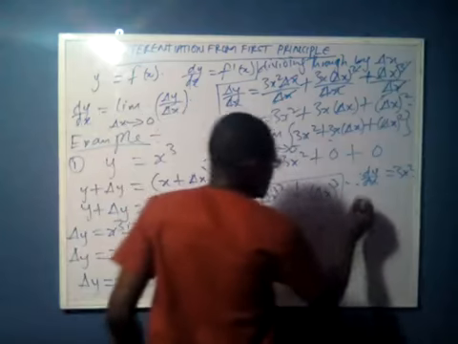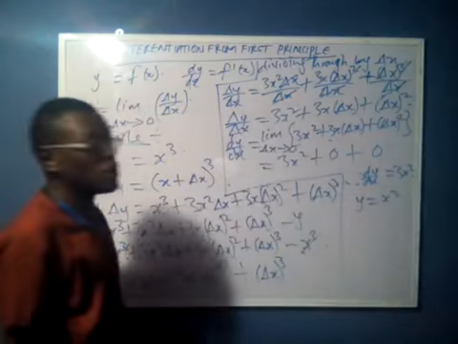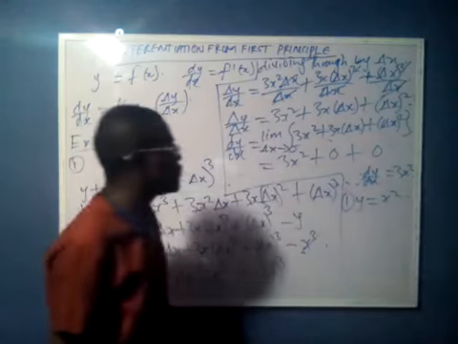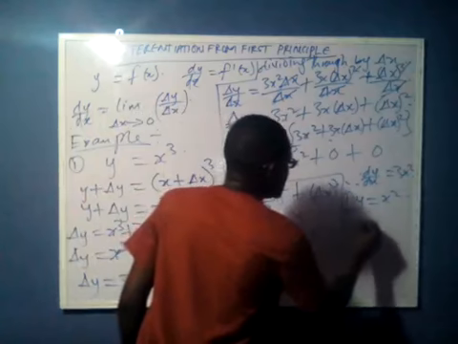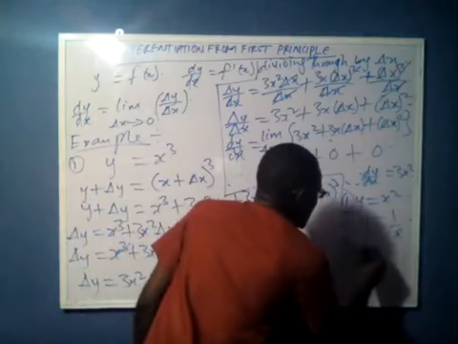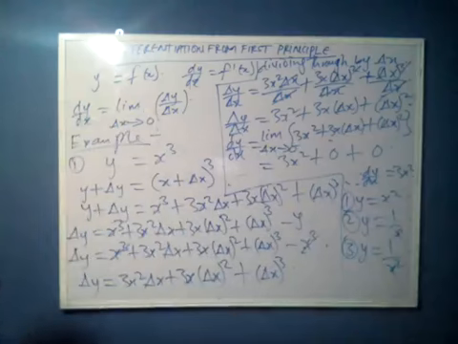I want you to go and try this. What if y equals x squared? What's going to be the differentiation from first principle? What about y equals 1 over x? What is going to be your result? What about y equals 1 over x squared? Okay, go and try those ones.